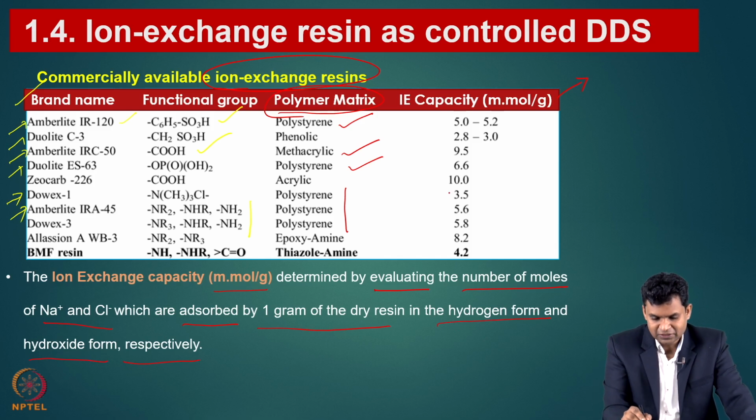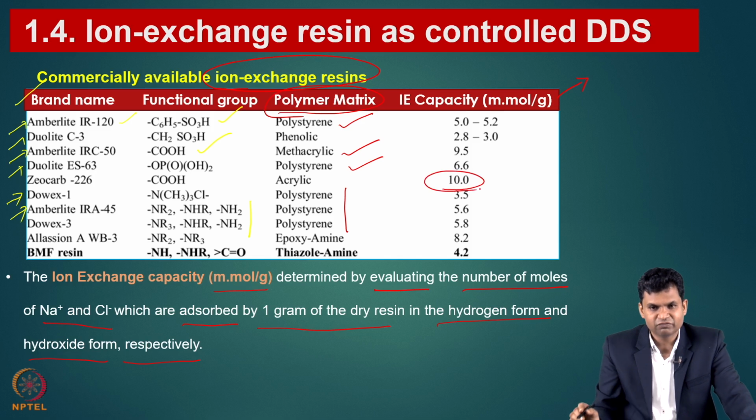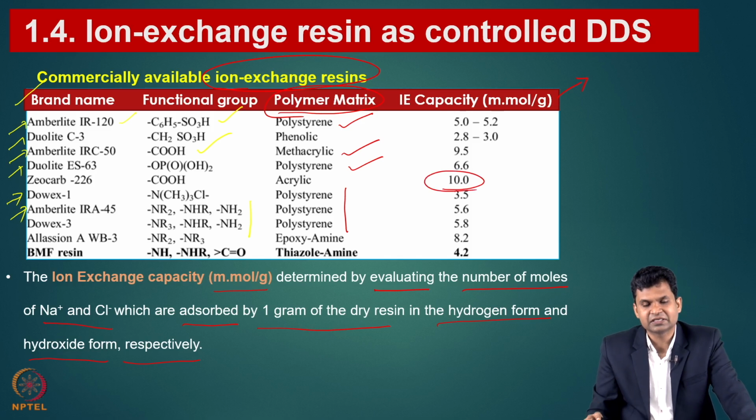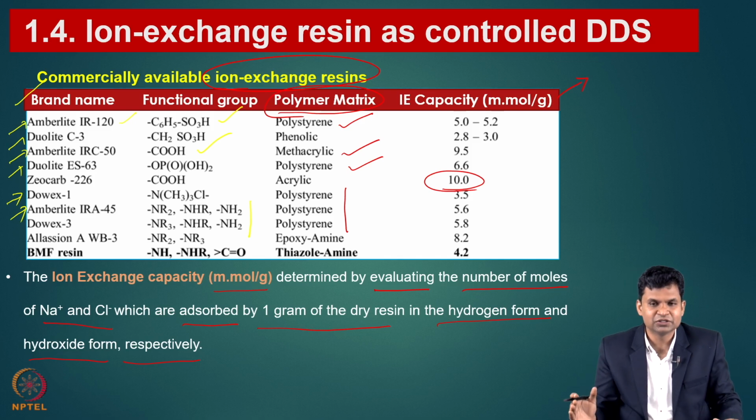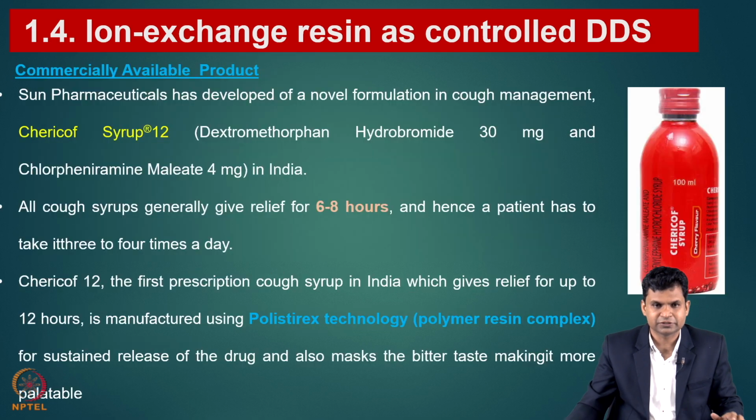Now, here you can see there are products with a high ion exchange capacity, but we need to take the right material. We should not focus only on ion exchange capacity, and we need to focus on other factors which we already discussed, and also you need to think about your drug properties. Based on that, we need to select the right material. Ion exchange capacity should be optimum, that needs to be maintained during the formulation.